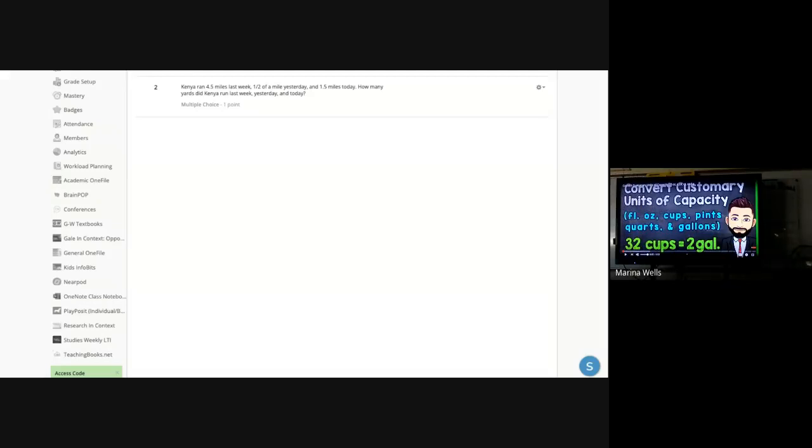So the smallest unit of measurement for customary liquid or capacity is fluid ounces, and then you have cups, and then you have pints, and then you have quarts, and then you have gallons. Anybody ever see a gallon of milk? Then within that gallon, you have 4 quarts. So if you split that gallon up by 4, you have a quart.